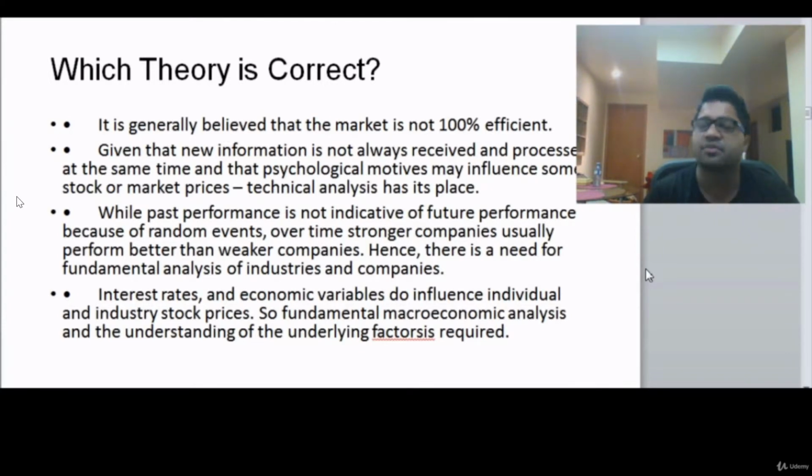Hence there is a need for fundamental analysis of industries and companies. Interest rates and economic variables influence individual and industry stock prices. So fundamental macro analysis and understanding the underlying factors is required. The book also says that the best approach is to combine both. Fundamentals will tell you what asset class to buy, so what stock to buy or what stock to sell, right? Technical analysis can be used to complement fundamentals to time the market.